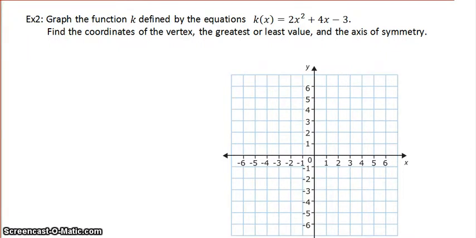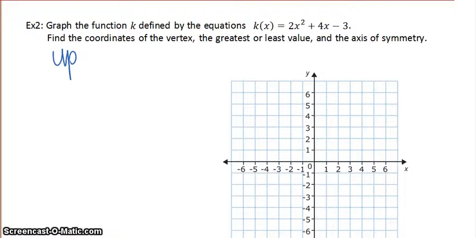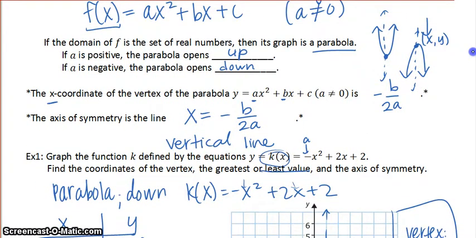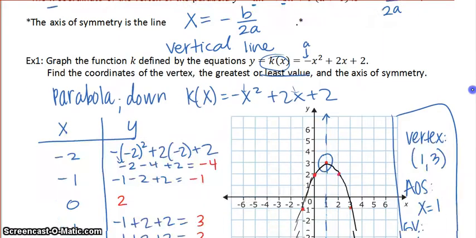Alright, so we're going to graph it, and it has a positive a, so we know that it's going to be going up. It's a parabola. Now we're going to find the coordinates of the vertex, the greatest or least value, and the axis of symmetry. I'm going to find those first before I graph it. I'm going to come back up here and look. I know that the x-coordinate of my vertex is negative b over 2a, and my axis of symmetry is x equals negative b over 2a.